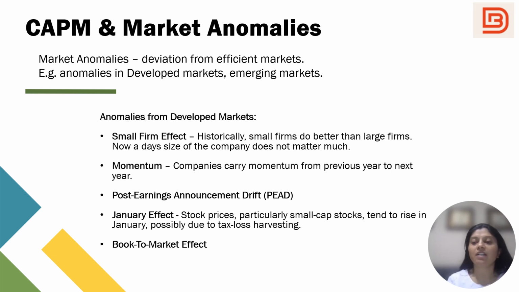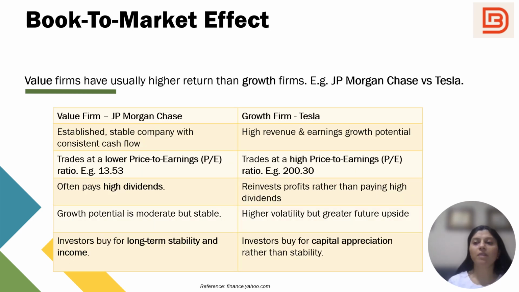Next, we will look at what the book to market effect is. Book to market effect is where value stocks having higher book to market ratio tend to outperform growth stocks having lower book to market value. So we need to be careful about these factors while calculating expected return using CAPM.